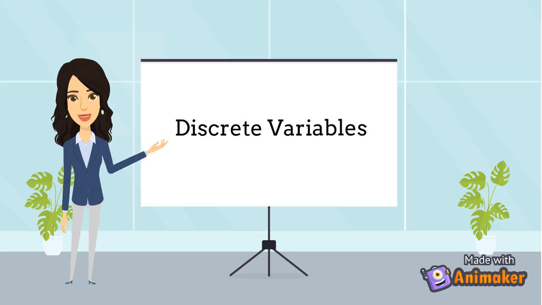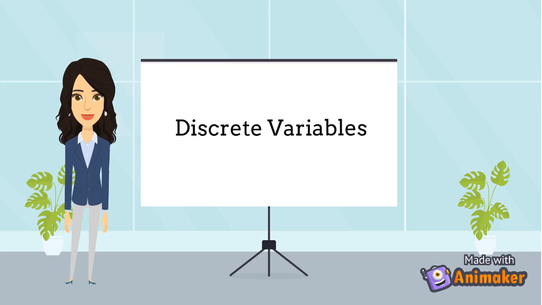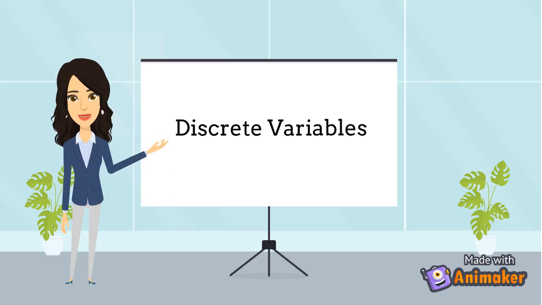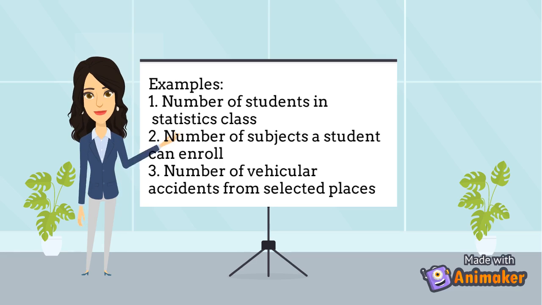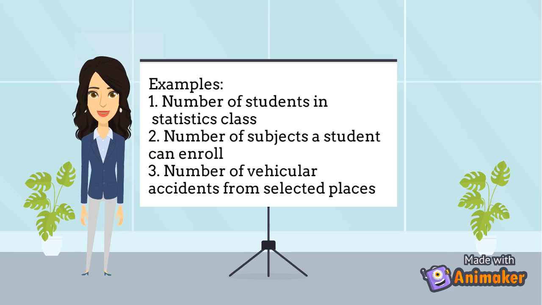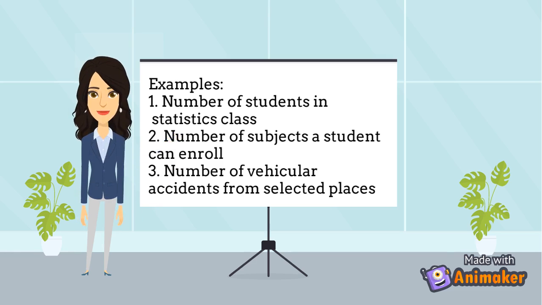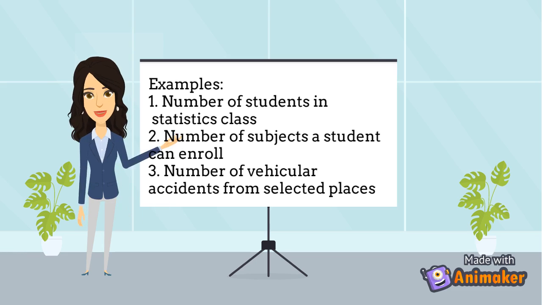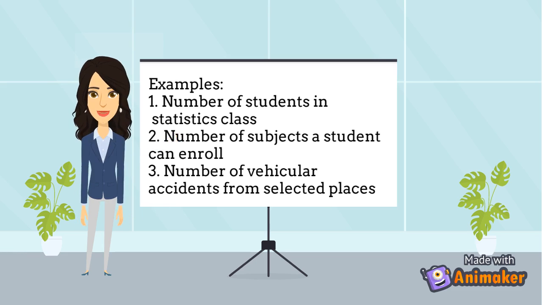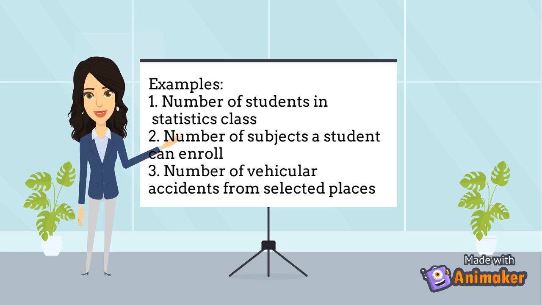1. Discrete variables consist of variates, actual values, usually obtained by counting. Examples. 1. Number of students in statistics class. 2. Number of subjects a student can enroll. 3. Number of vehicular accidents from selected places.